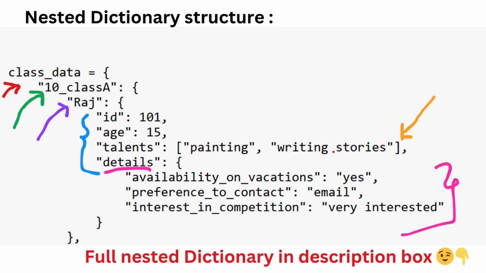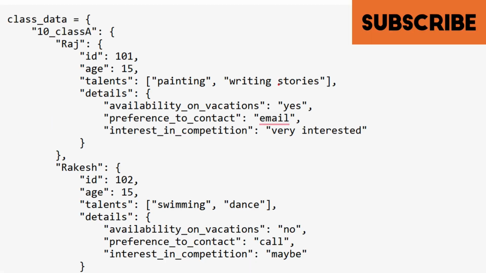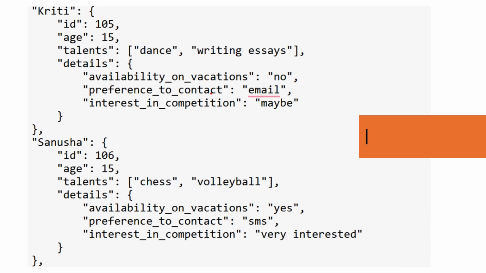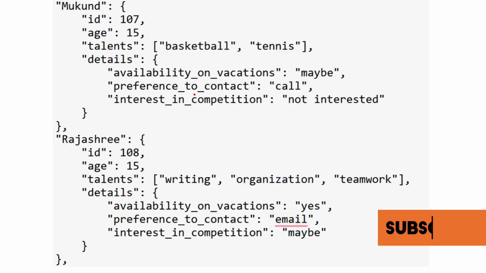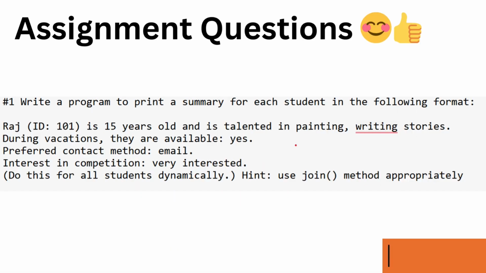I'll include this entire dictionary inside the description box, so it will be very easy for you to work on it. Even on screen, I'll show the names: Raj and Rakesh, then Shyam and Tejas, Kriti, Sanusha, Mugund and Rajashri, Anu and Radha. So that's it. Now comes the assignment question.